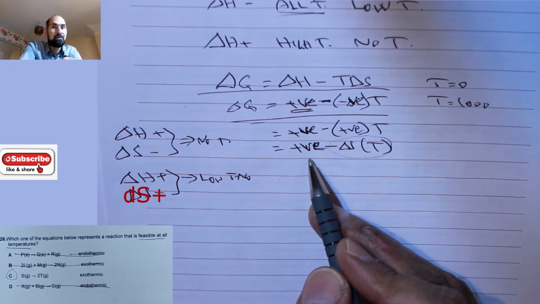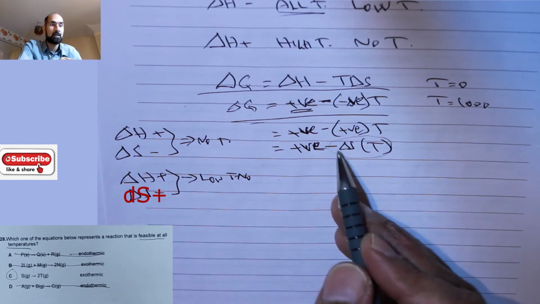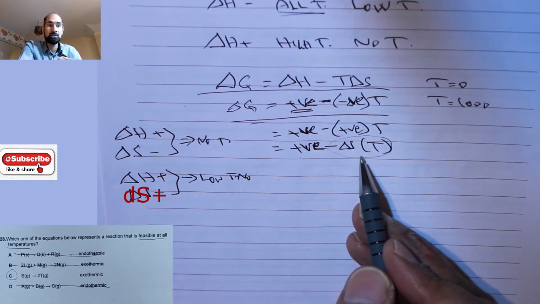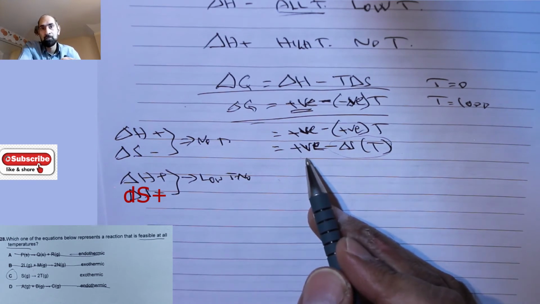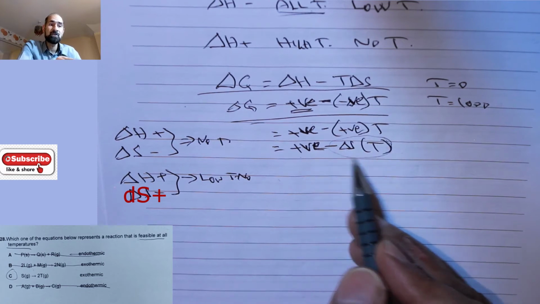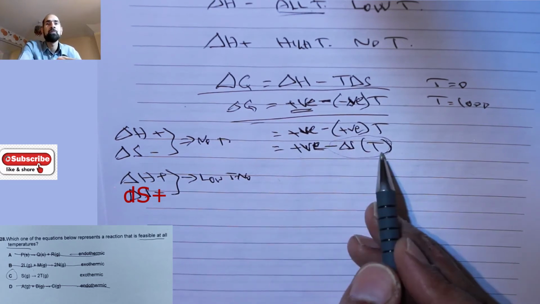So let's say this is 10, and this is 1,000. 10 minus 1,000 is, yeah, minus 990. So I can get a negative number. So if this expression is large, I can get a negative number. In other words, at high temperatures, this expression will be big enough to make this entire thing negative. So positive minus a big number is going to be negative.